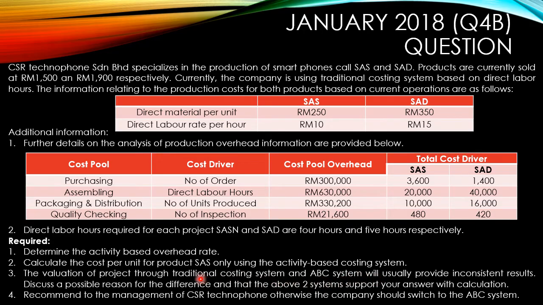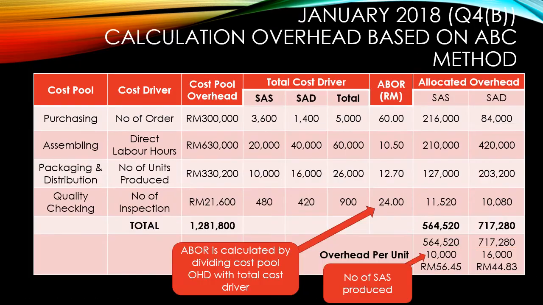The traditional method means that when we calculate overhead later on, we are going to use the OAR. So for the first requirement, they ask you to calculate the activity-based overhead rate, the ABOR. This is how we calculate the ABOR. These are our 4 cost pools just now, and these are the cost drivers. And this is the total overhead for each of the cost pools.